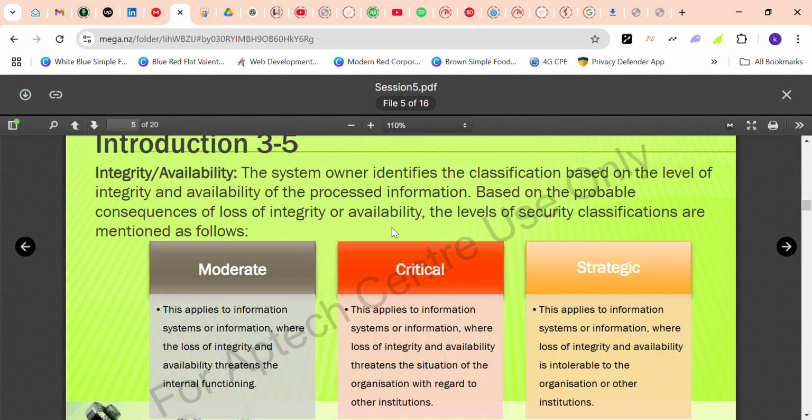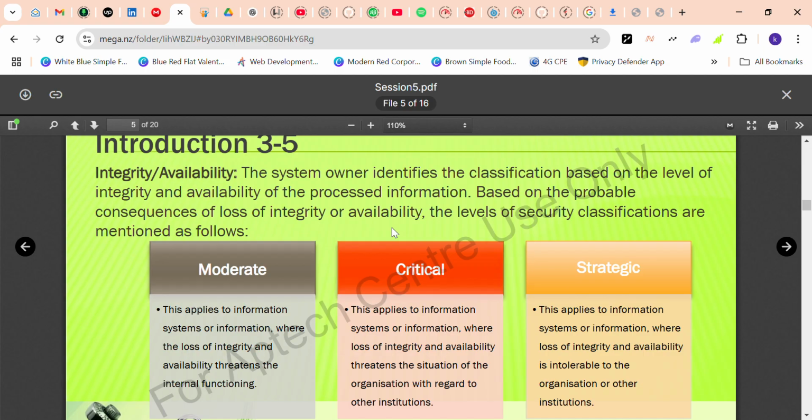And we also have strategic. This applies to information systems or information where loss of integrity and availability is intolerable to the organization or other institutions. If anything happens at this stage, the whole bank can crash. It's not tolerable. You will not tolerate any breach at this stage. Now, if anything happens at the critical stage, it will affect the organization and related institutions.